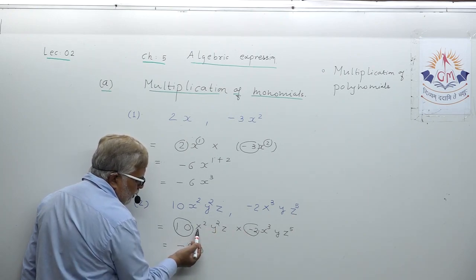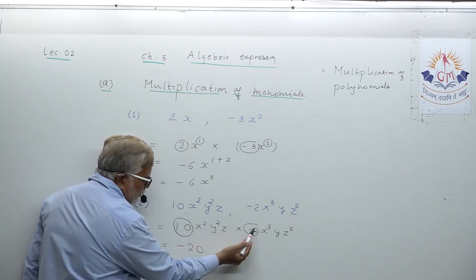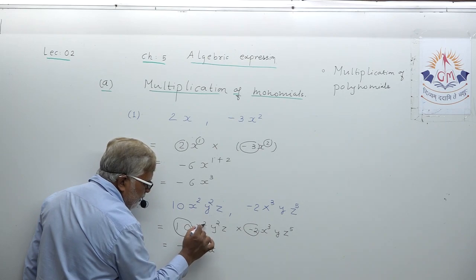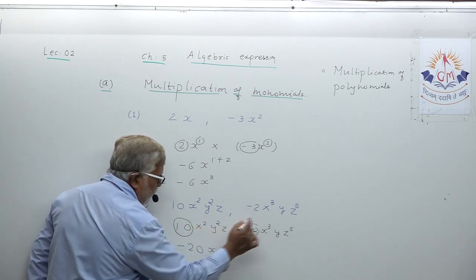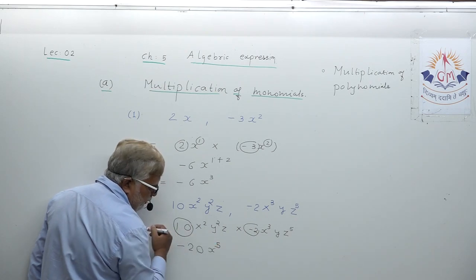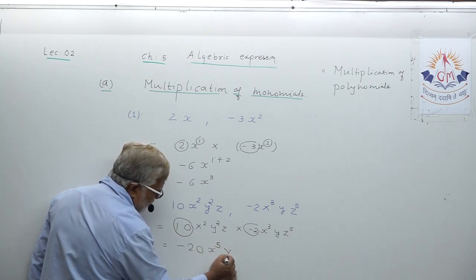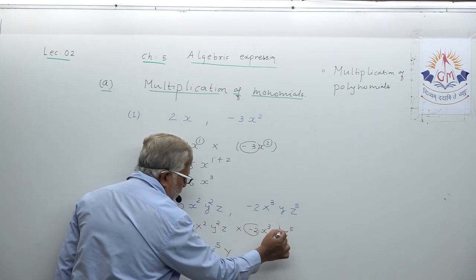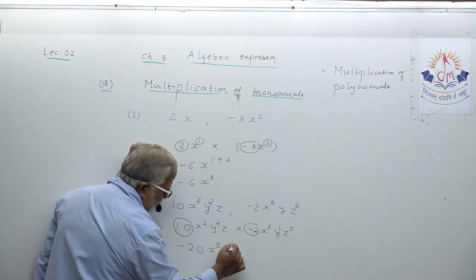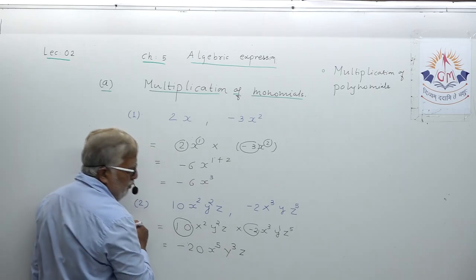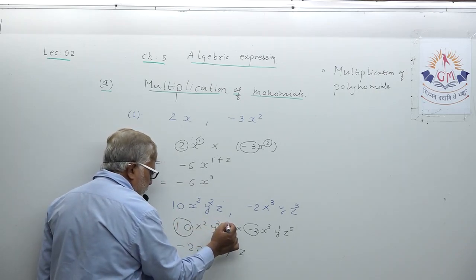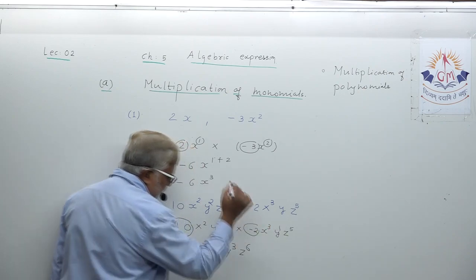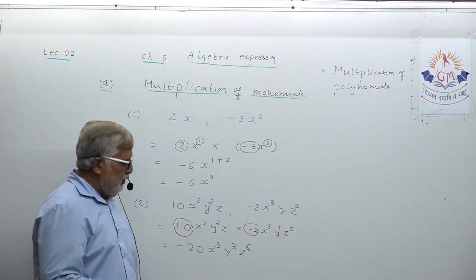x, here x square, here x cube. So you can directly write the power 2 plus 3, I will write 5. Then target y, here power 2, here there is no power means 1, 2 plus 1 that is 3. z, here there is no power of z means 1, 1 plus 5 that is 6. This is how we got the answer, dear student.